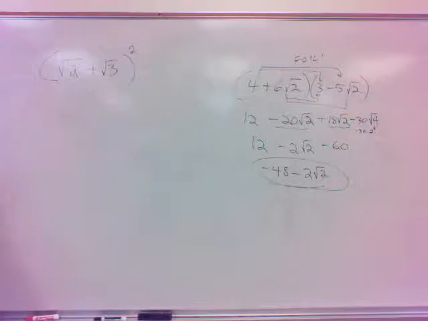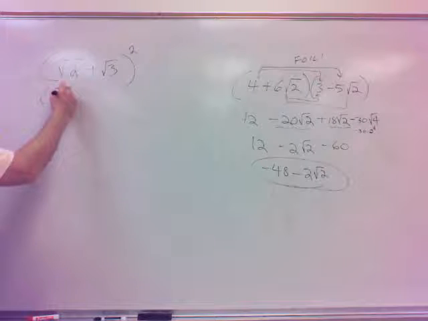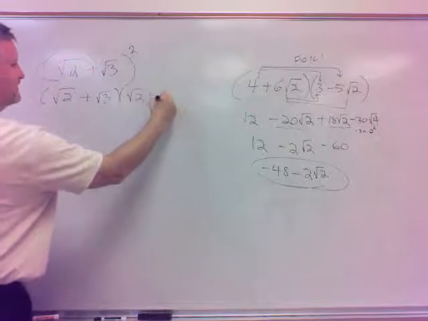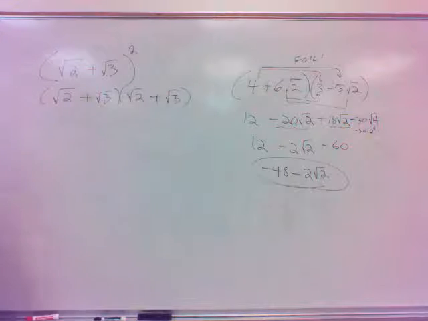Doesn't matter, but square root of 2 plus square root of 3. What if I square something like that? Write it twice. And FOIL, all right? Same thing. If you have a squared binomial, anything with 2 terms, added or subtracted, best bet is to write it twice and then do the FOIL like we did there.